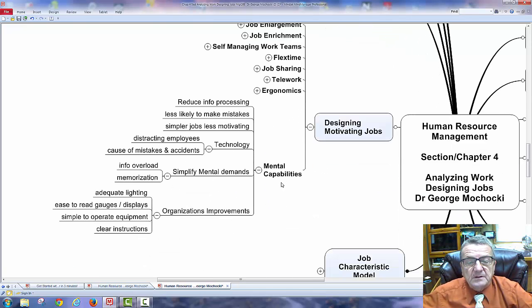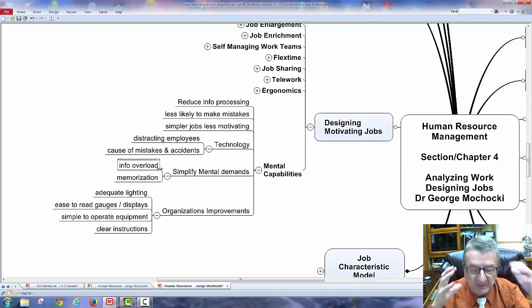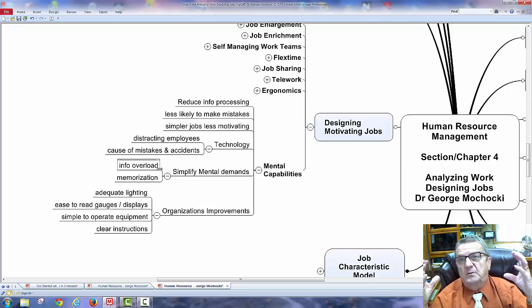Now, the other one you have to look at is mental capacity. Technology is an assistant, but technology sometimes can be a very frustrating tool. But a simple mental demand is overload. If you give your employees too much at one time, too much information, you burn out, you overload, and they say, I can't handle it. So it depends how you break off the work, and how do I motivate the job?